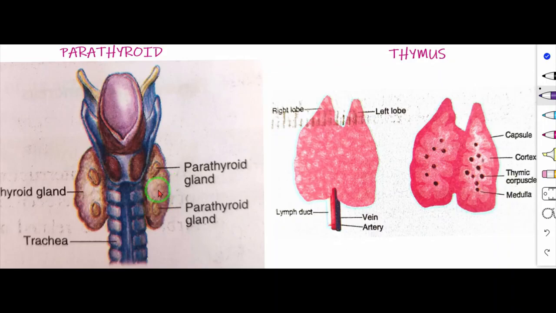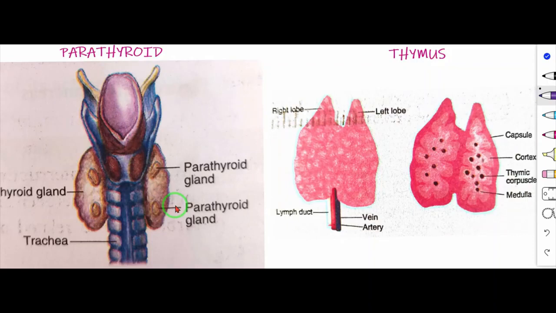This parathyroid gland secretes one hormone that is known as parathormone. Now functions of parathormone. This parathormone regulates calcium and phosphorus metabolism in the body. As well as this parathormone acts on bone, kidney and intestine to maintain blood calcium level. It acts on bone, kidney and intestine for what? To maintain blood calcium levels.